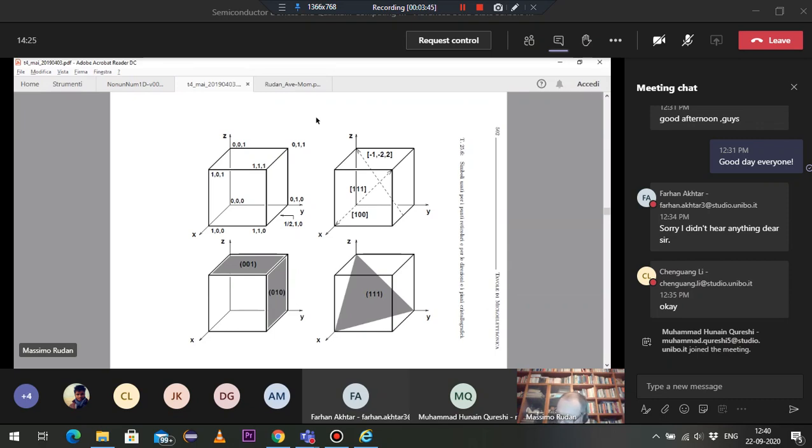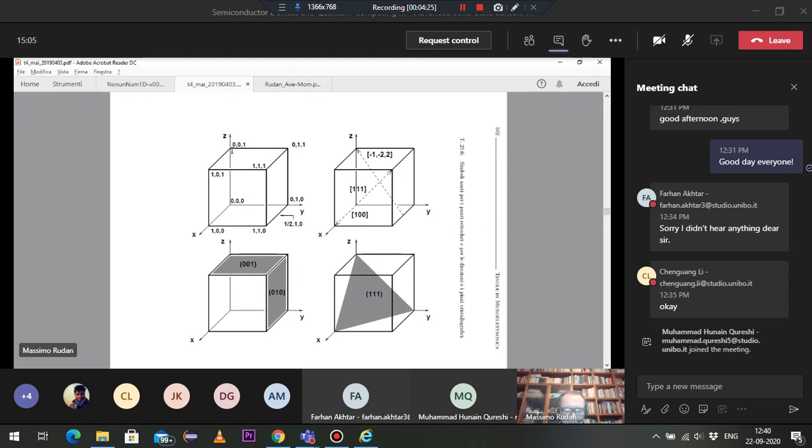I have received a message from one student about the calculation of the indices of the crystal direction, so I'm going to repeat it quickly. If you want to describe the crystal direction that goes from the midpoint of this side, that is from the coordinates 1/2, 1, 0, to the point 0, 0, 1. This is an example.